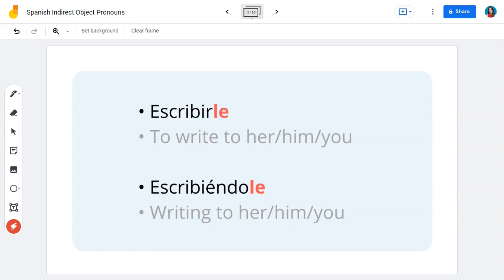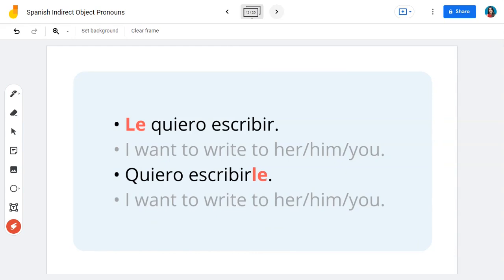Escribir is the original form of the verb, and when you conjugate it, that means when you change it to be ready to be used in sentences, it's not an infinitive anymore. An infinitive is the original form of the verb, and in Spanish they end in ir, ar, or er. So attach it to the end on infinitives and gerunds.